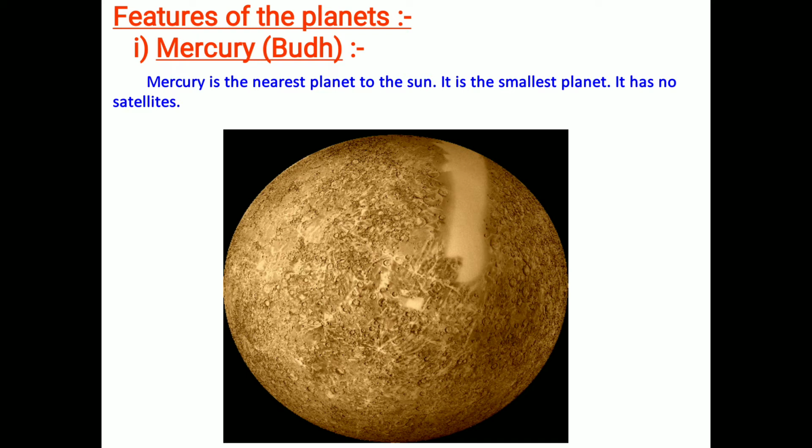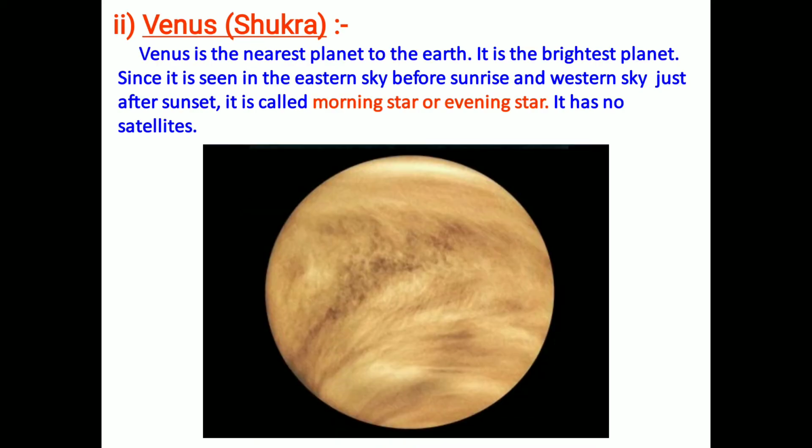The first planet is Mercury, that is Buddha. Mercury is the nearest planet to the sun and also the smallest planet in our solar system. It is usually hidden due to the sun's glare but can be seen just before sunrise or after sunset. It has no satellite.